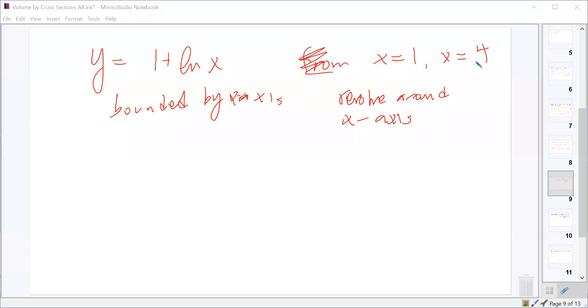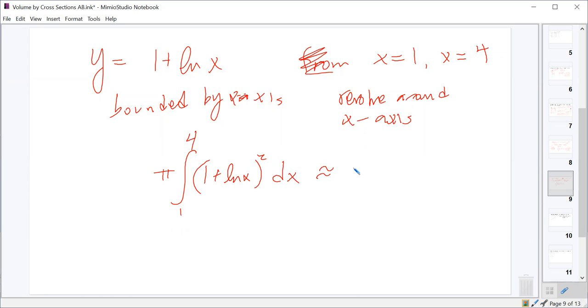Ready to go. So our setup should have been pi, an integral with limits from 1 to 4, our function itself, 1 plus ln x, squared, that's our radius squared, dx, and it comes out to be 33.575. Anybody have any issues with that?